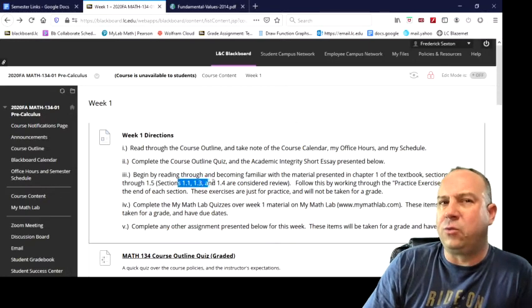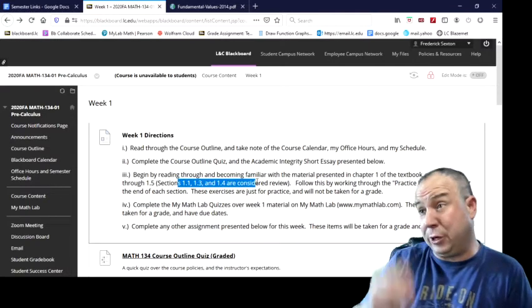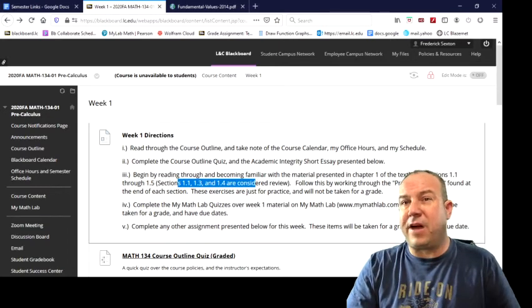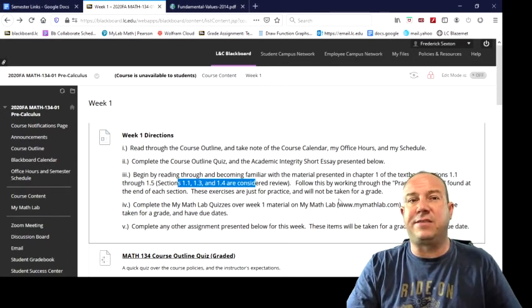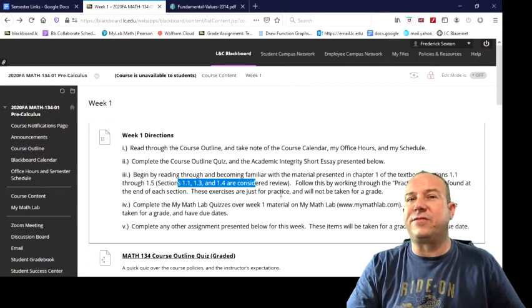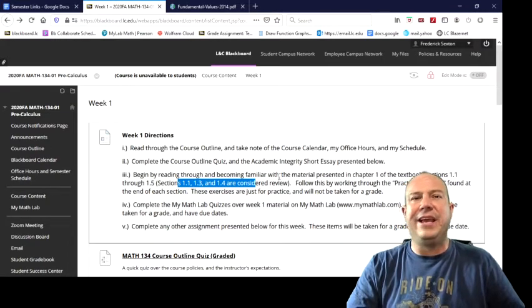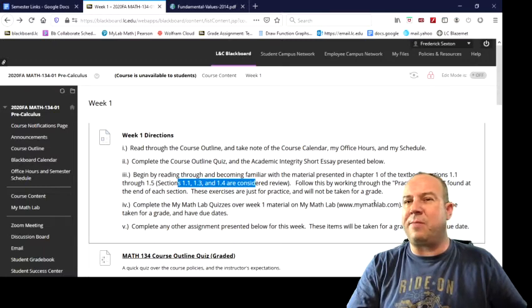And again, sections 1.1, 1.3, and 1.4 are considered review. You may still want to review that material. Follow this by working through the practice exercises found at the end of each section. These exercises are just for practice and will not be taken for a grade. And then complete the MyMathLab quiz over week 1 material found on MyMathLab.